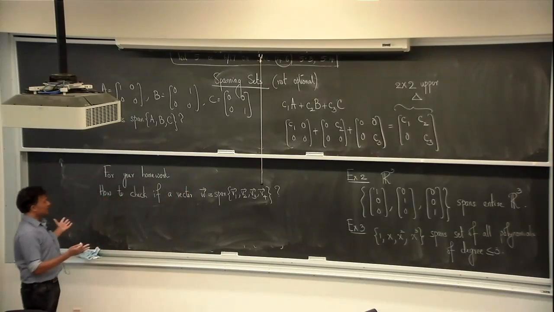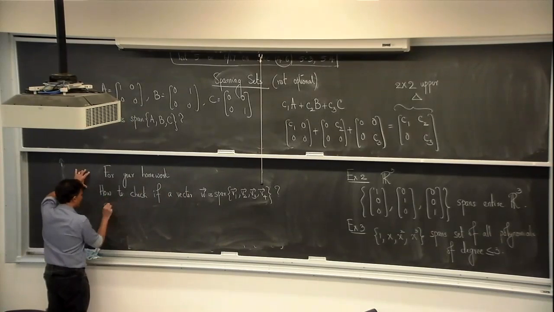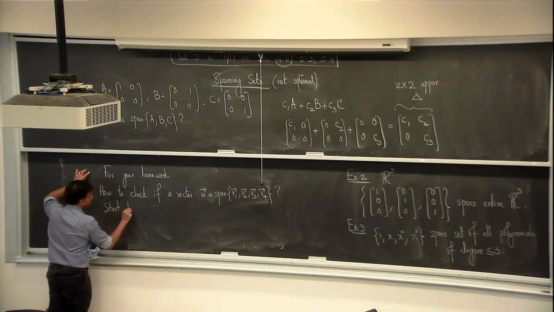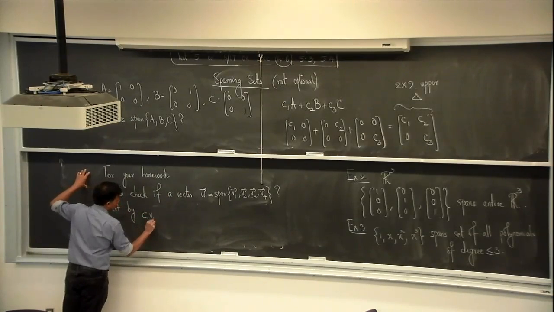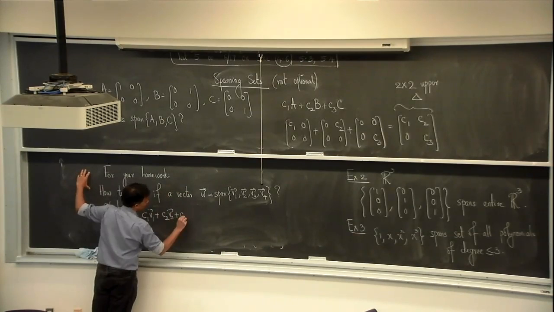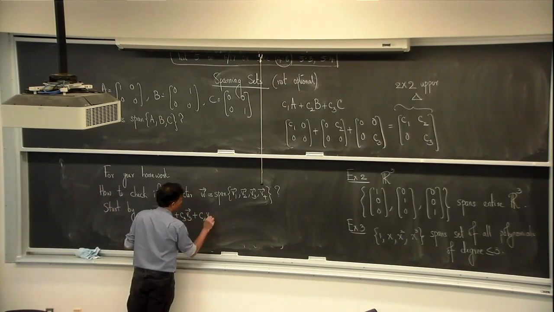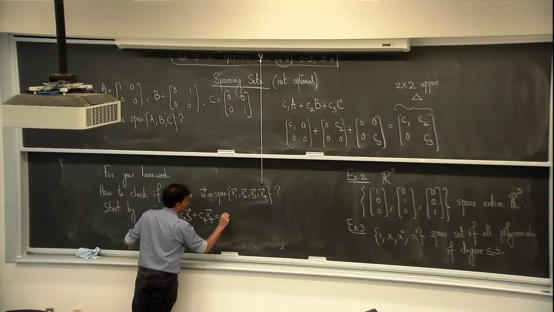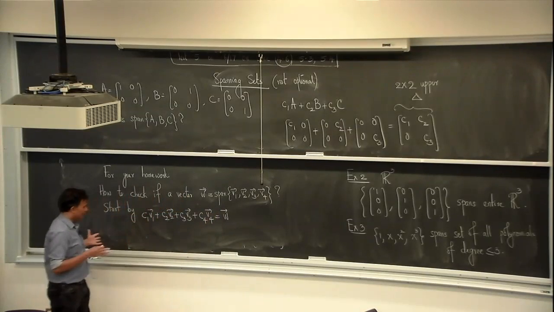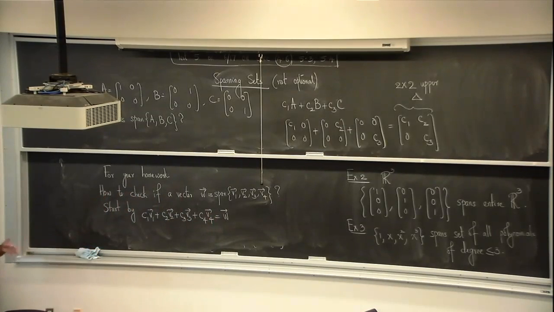Well, if you have never seen this problem, you don't know how to even start this. Okay. So you start by setting up the equation C1V1 plus C2V2 plus C3V3 plus C4V4 equal to W. Okay, that is what it means by saying W is in the span of those 4 vectors. Okay. C1, C2, C3, C4 are the constants that could make it happen. I don't know if that is going to happen or not.